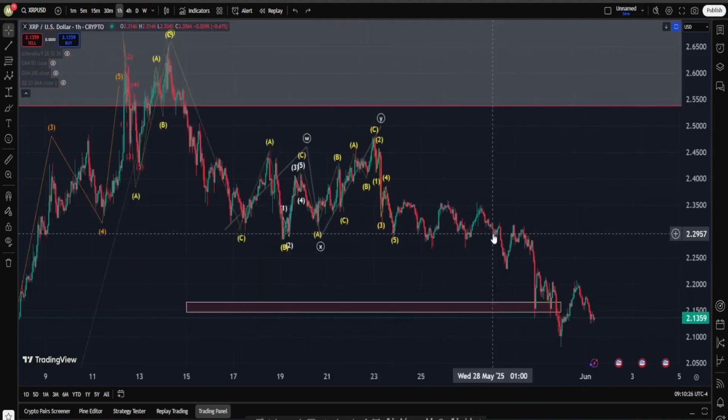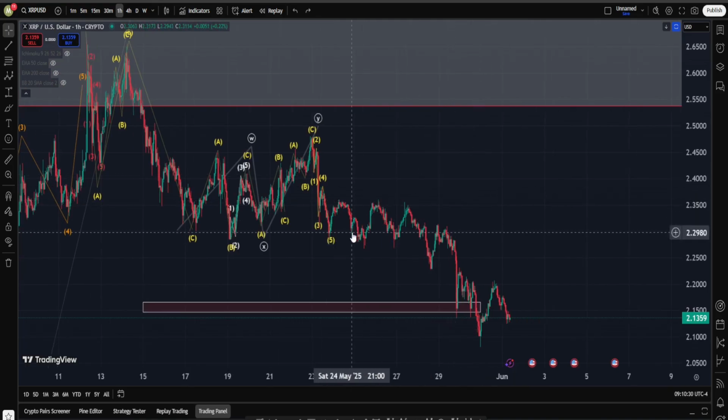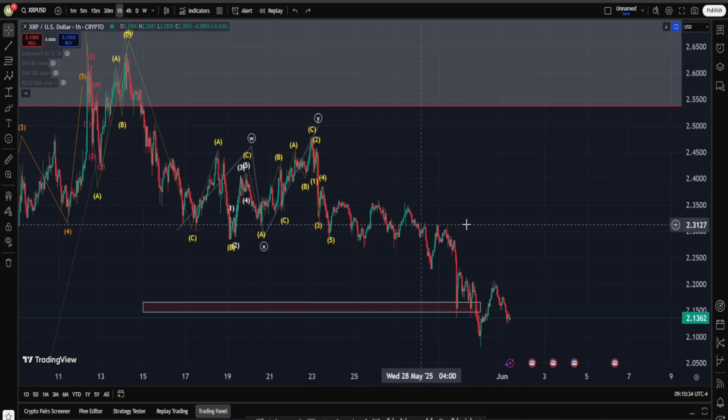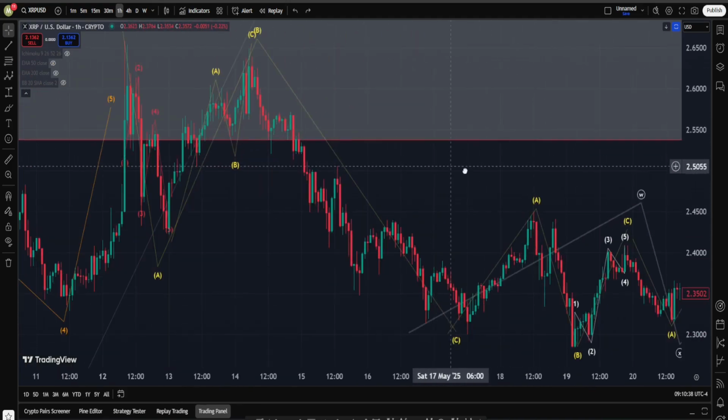Now, at the moment, I think XRP is at a major crossroad. So we're going to do a bullish and also a bearish count. And we're going to start with the bullish scenario, actually. You see, we talked about this in the previous updates.